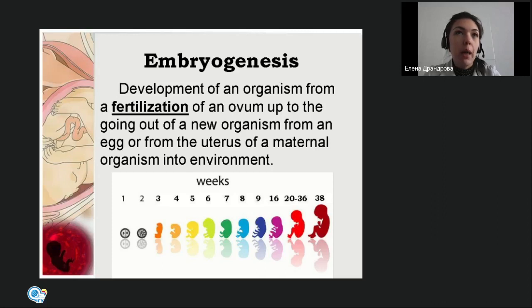But the specific feature of mammals is that a new organism undergoes its development inside the maternal body, in the mother's body. So embryogenesis is the development of an organism from the fertilization of an ovum up to the going out of a new organism from an egg or from the uterus of the maternal organism into the environment. And as I have already told you, in humans it lasts for 38 to 42 weeks.